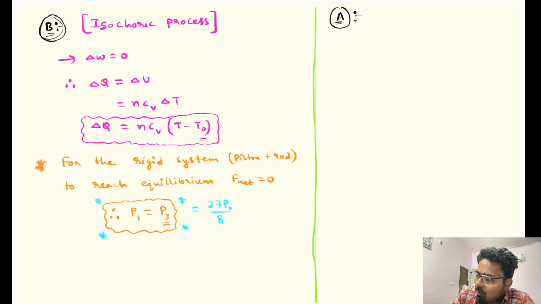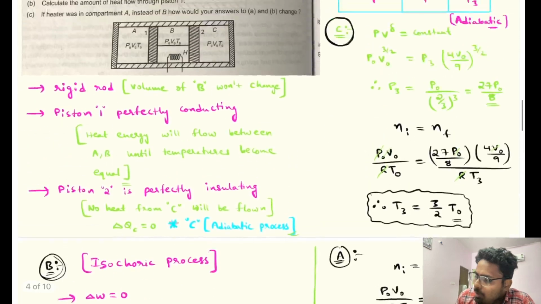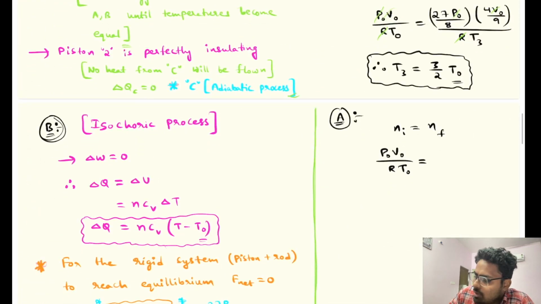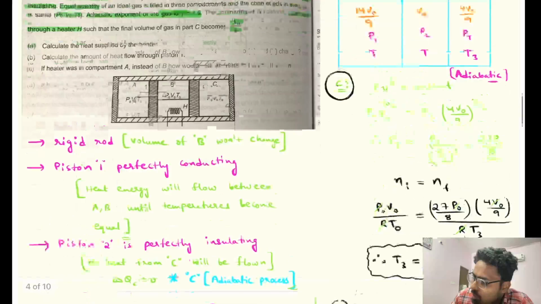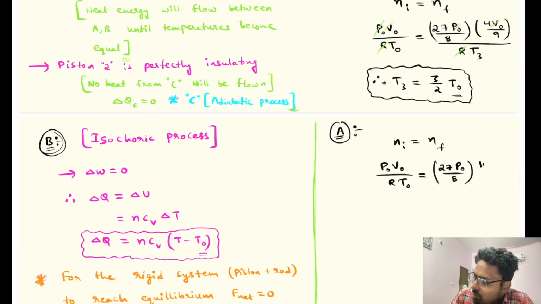So in compartment A, again, the initial number of moles must be equal to the final number of moles. That means P naught V naught by R T naught must be equal to the final pressure times the final volume by RT. What is the final pressure? P1 I got as 27 P naught by 8, this is the final pressure. Final volume we have already found, right? 14 V naught by 9, divided by RT, right?